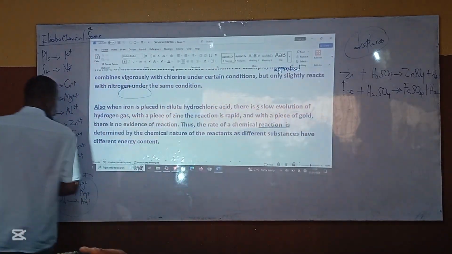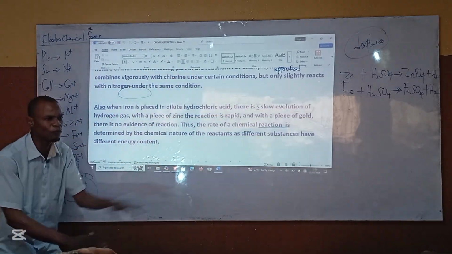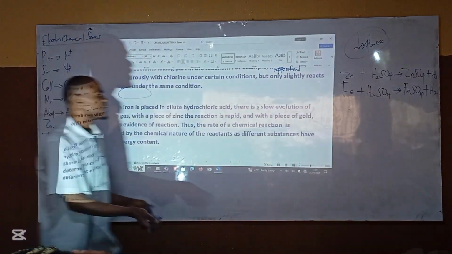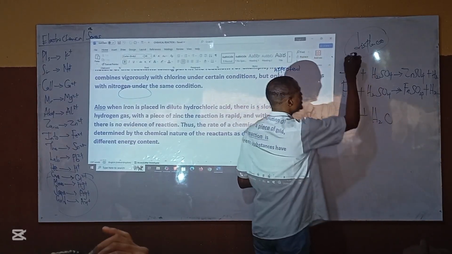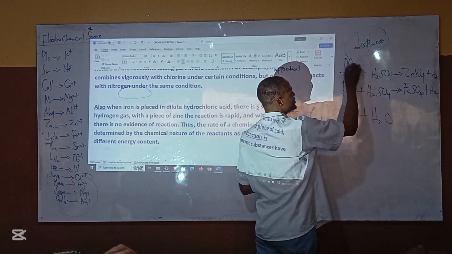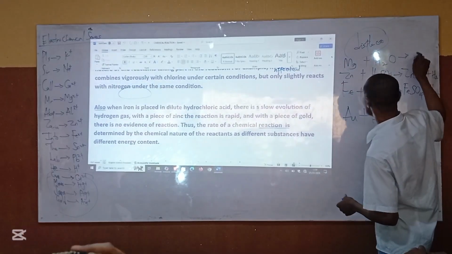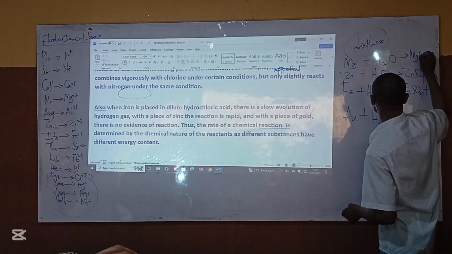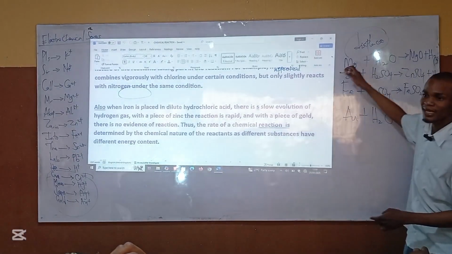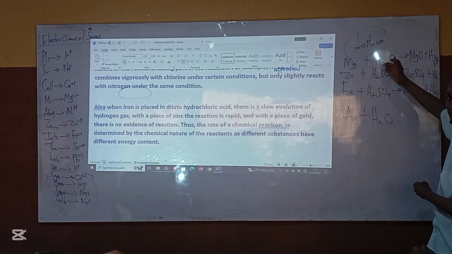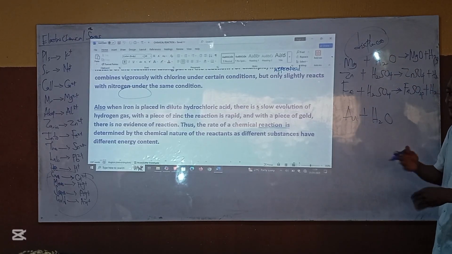So therefore, look at it now. With a piece of gold, there is no evidence of reaction. That's why water cannot react with gold. Magnesium can react with steam to liberate hydrogen gas. It will form magnesium oxide plus hydrogen gas. Metal can displace hydrogen from water, but sometimes the water has to be of high temperature, like steam.